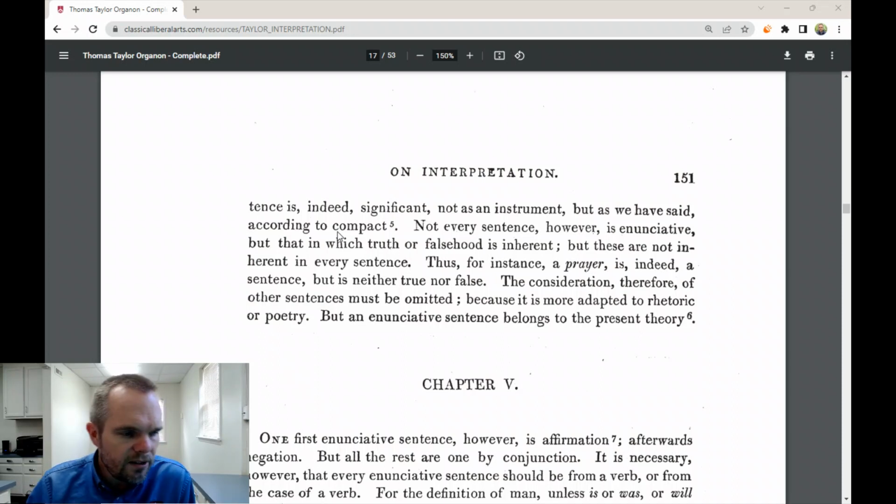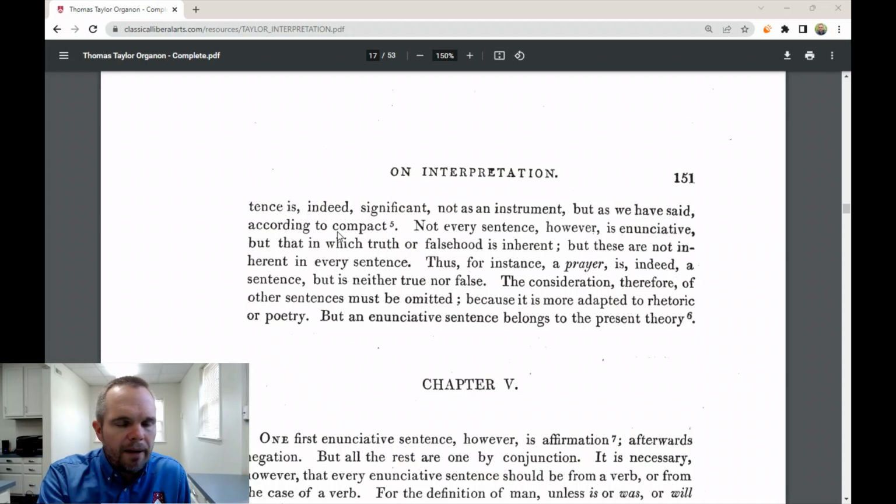This translation was done by Thomas Taylor. He translated this in the 1830s. It's very possible, and in some places we see this, where he uses an English word in a way that it was used in the 1830s, which is different from the way we use that word today. So even though this is an English translation, there still can be some confusion in the translation.